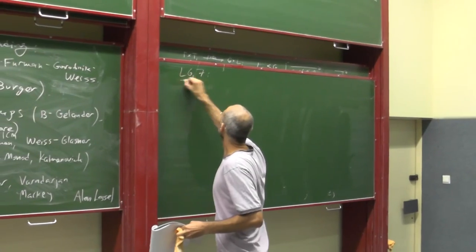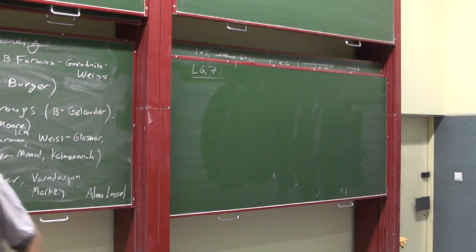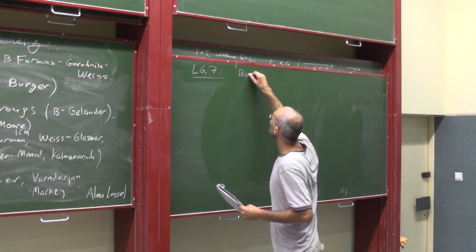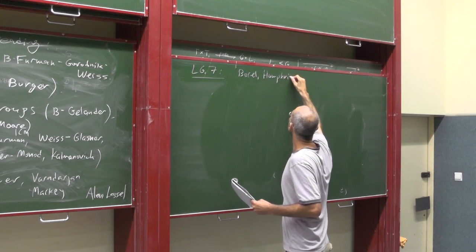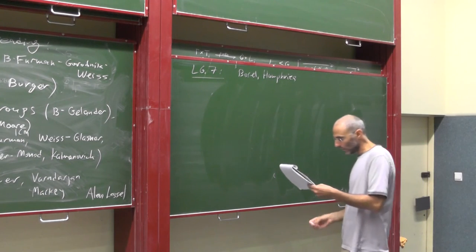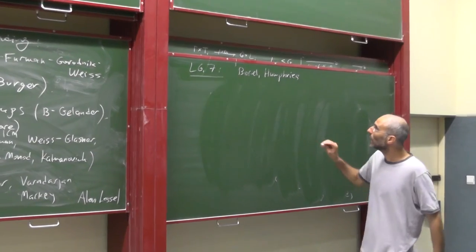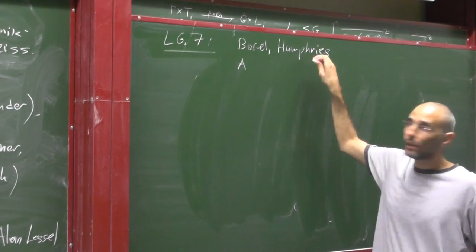So 6.7 was algebraic geometry and, in view of it, algebraic group theory. Of course, you have the classical books by Borel and Humphreys. There's also a book by Springer, but I didn't read it, so I don't know. Probably it should be recommended as well. But in particular, everything I did is here.